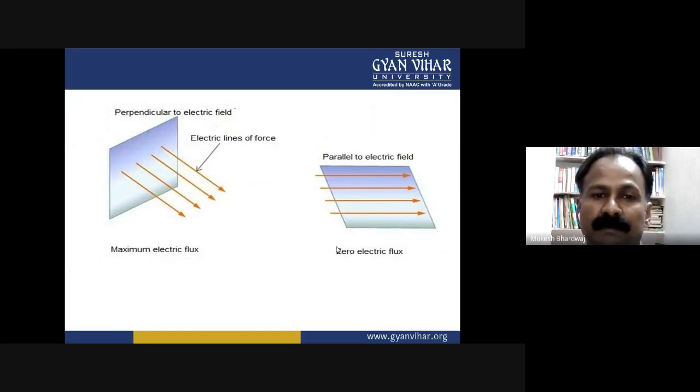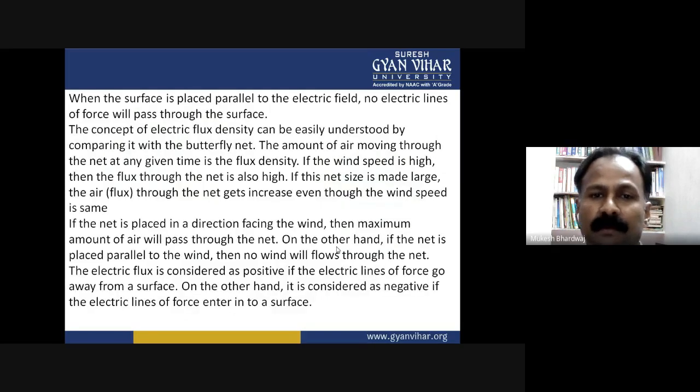So this is the diagrammatic representation: perpendicular to the electric lines of force, the maximum electric field is going to pass through the area. If the surface is parallel to the electric field lines, then zero electric flux is passing. When the surface is placed parallel to the electric field, no electric lines of force will pass through the surface.